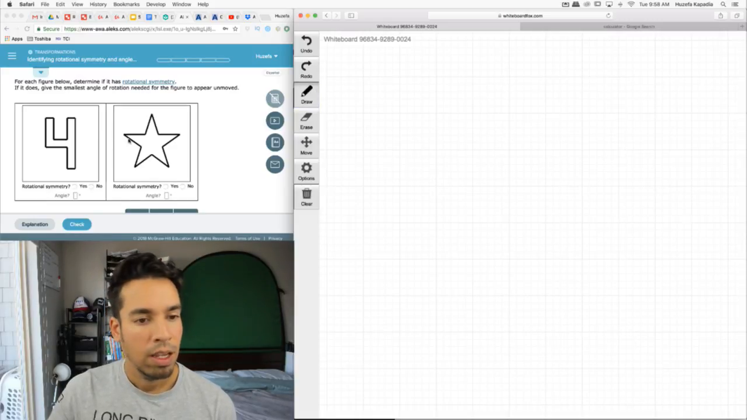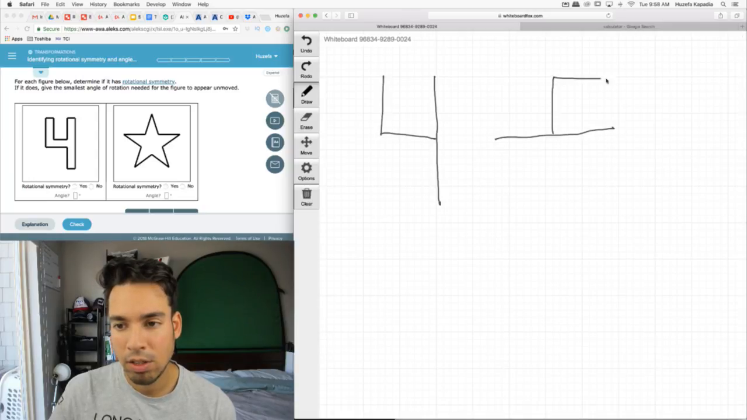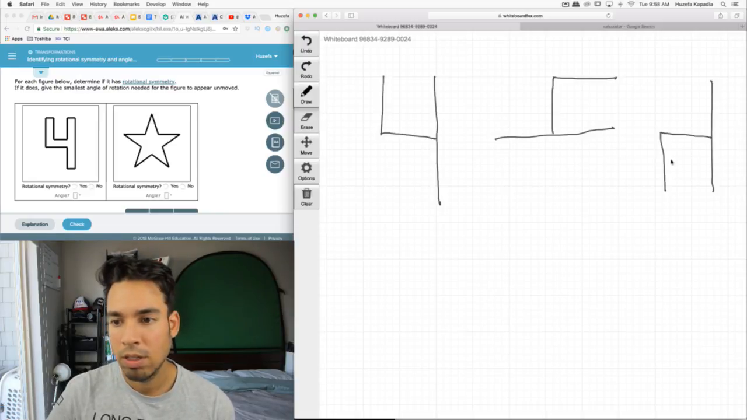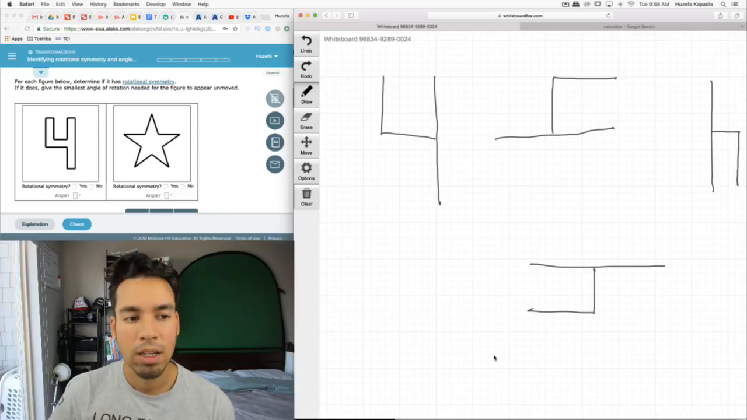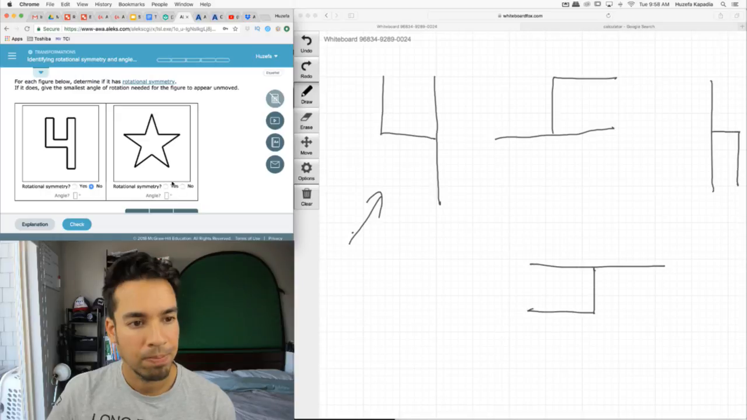Now let's look at this figure. I'll just write it like this, as a 4. As we rotate it, first we rotate it, let's say, 90 degrees, and then we'd rotate it down like this. Then it would go over here, and then it would eventually go back. You can see none of these rotations produce the same object as in the first drawing. It doesn't happen until it comes all the way back around. So I'd say there's no rotational symmetry here.